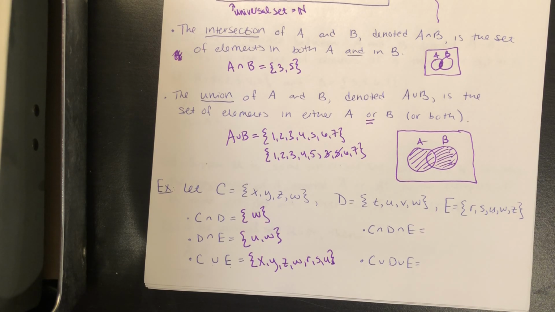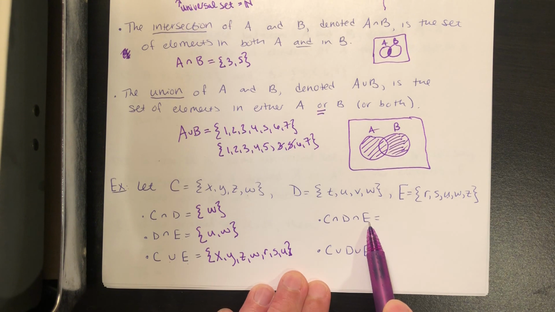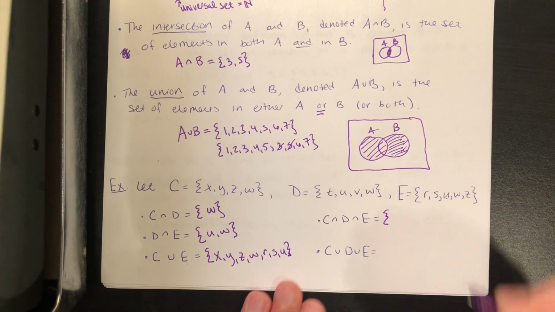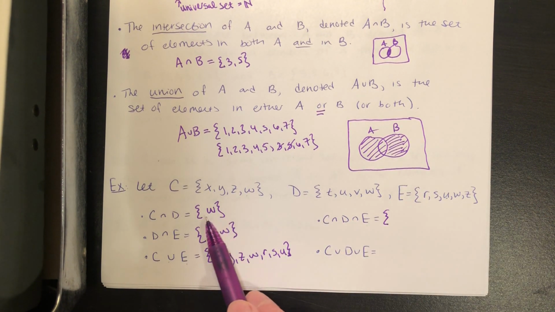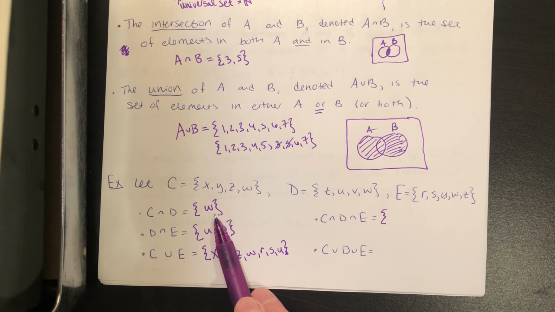But we can extend this idea of intersections and unions to more than two sets. So when you see something like C intersect D intersect E, it just means we want the set of all elements that are in the set C and in the set D and in the set E. We want the elements that are in all three sets. So what elements occur in all three of these sets? Well, at best you're going to get just the W, right? Because C and D has an intersection of W. So you can't get anything more than that.